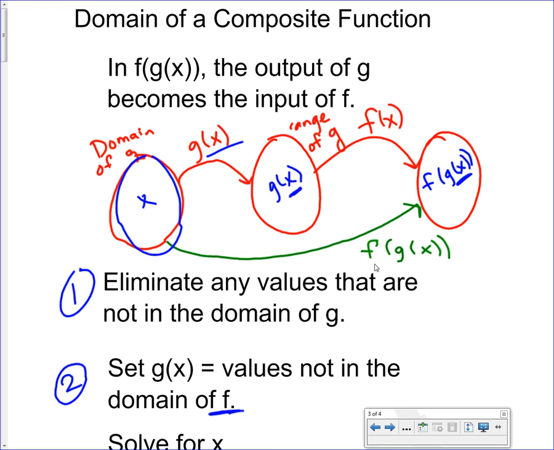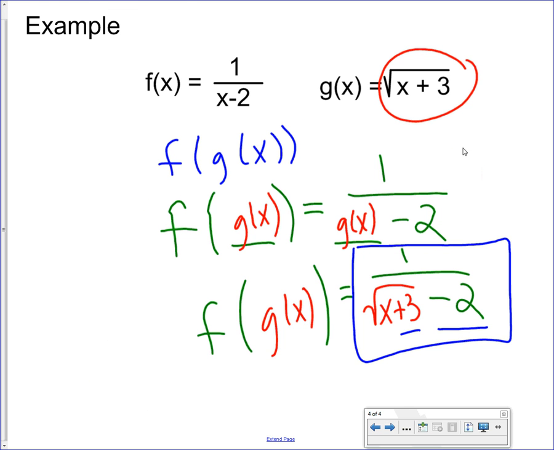First, we're going to eliminate any values that are not in the domain of g. So g is this function, the square root of x plus 3. Well, what can you not take the square root of? You cannot take the square root of a negative number. The smallest number you can take the square root of is 0. So what's the smallest value in g going to be? It's going to be negative 3.